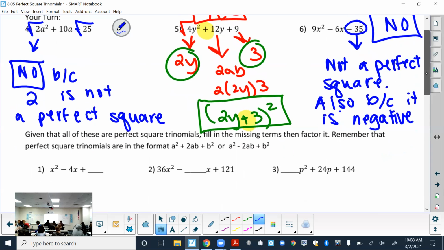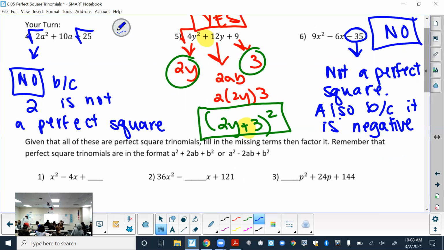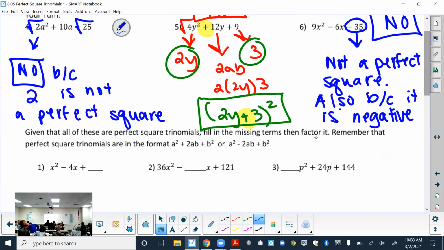The other big part of this is being able to fill in these missing pieces. All right, so this is also on your puzzle piece practice. And in the directions, it tells us that these are all perfect square trinomials.